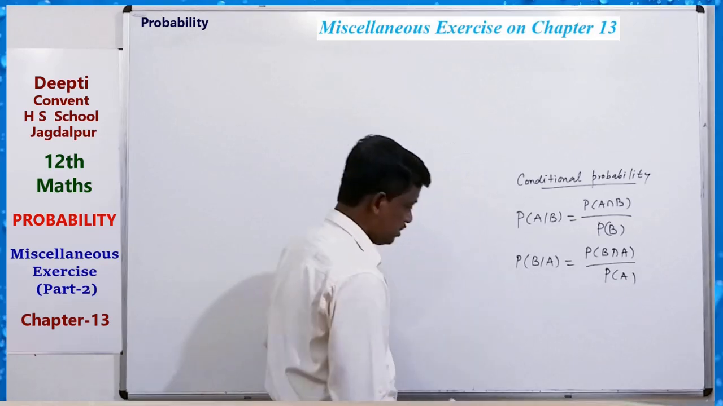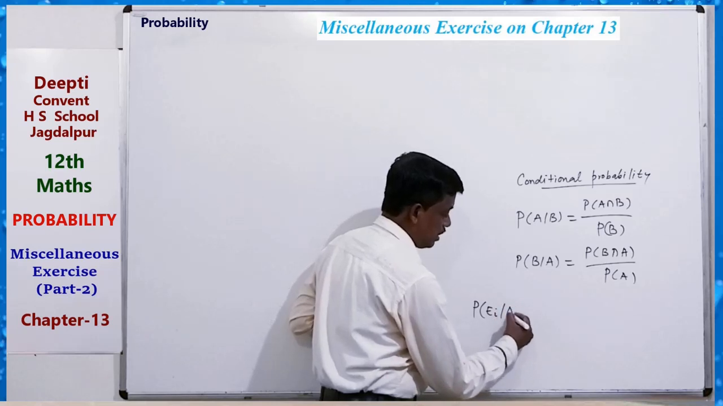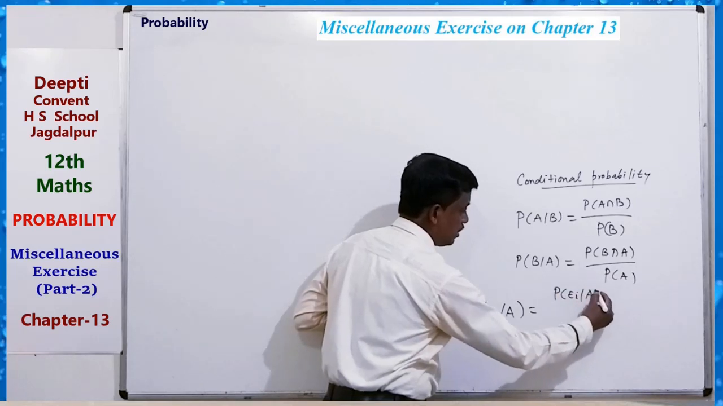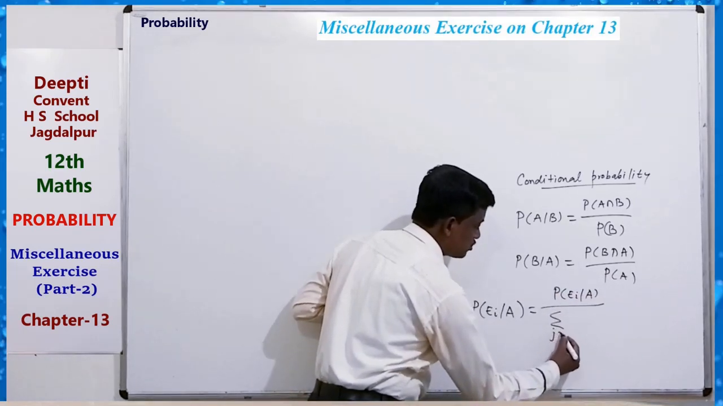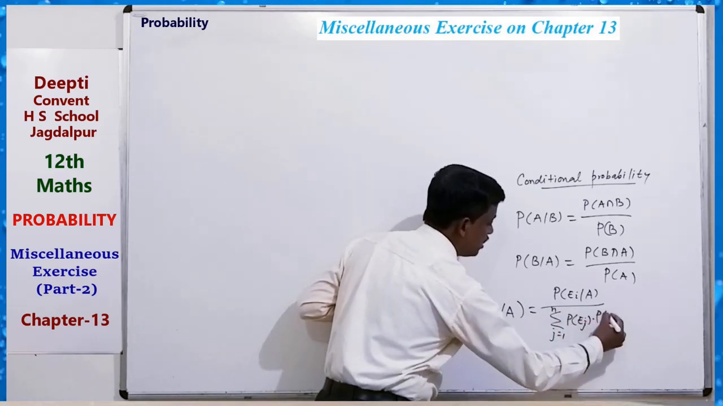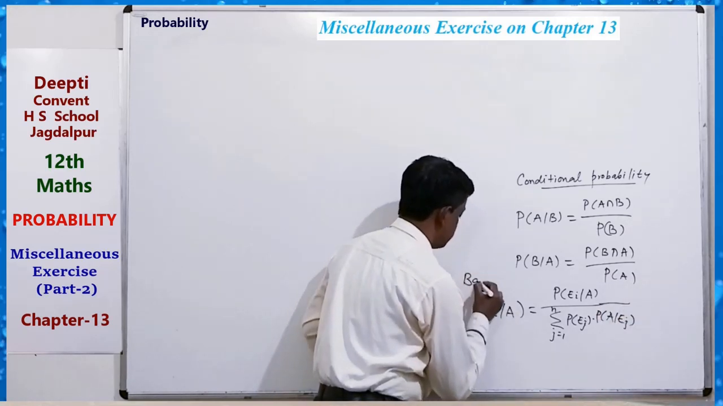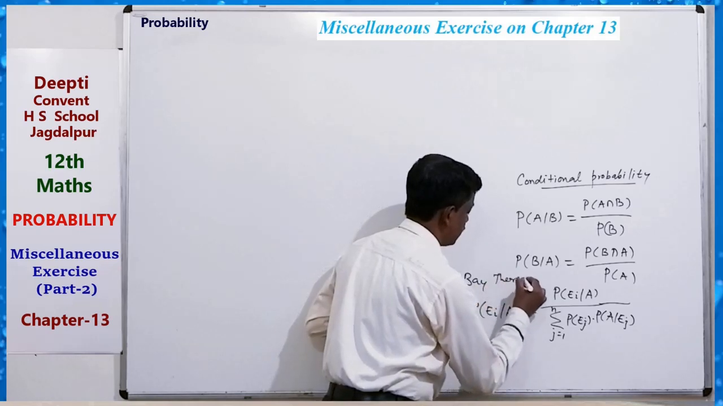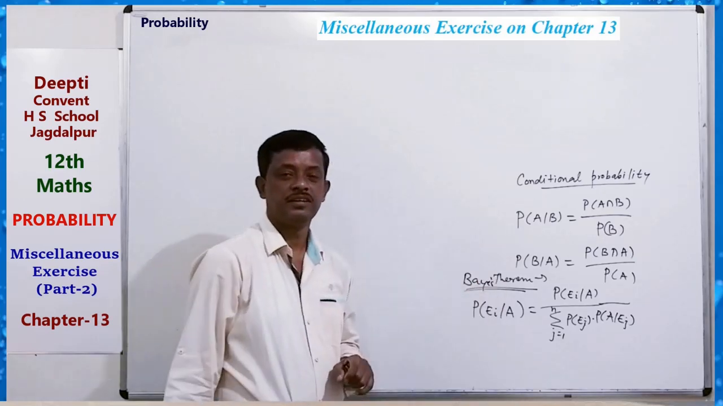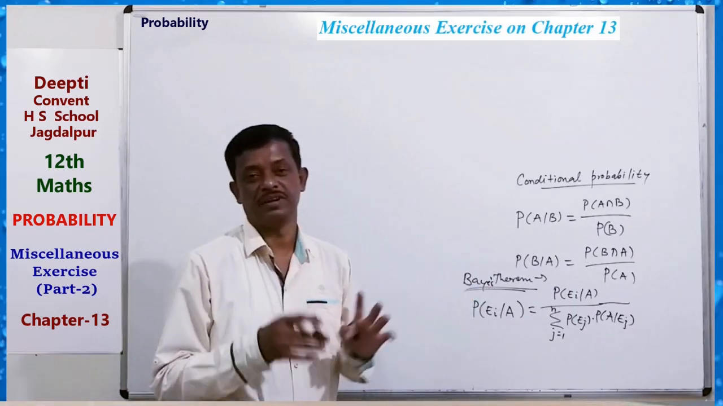And Bayes theorem, we know Bayes theorem: P(Ei|A) equals P(Ei) P(A|Ei) upon the sum over j equals 1 to n of P(Ej) into P(A|Ej). This is Bayes theorem. It is used for finding reverse probability.